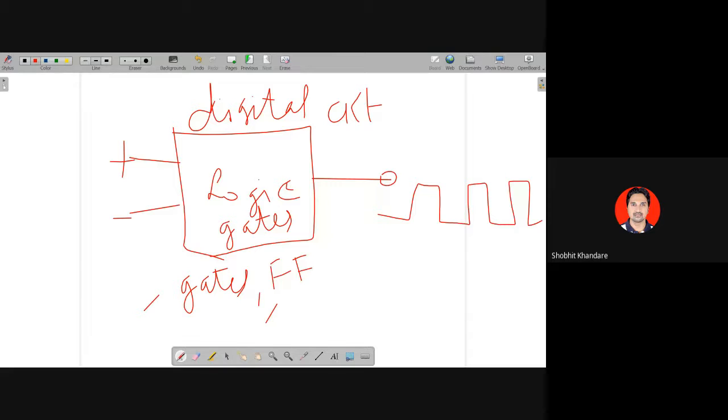Okay. So most of the time, you will have the gates, you will have these flip-flops, you will have some ICs, which are electronic ICs, and so forth. So whenever you are using these components in the circuit to give you the output as ones and zeros, then these are called a digital circuit.